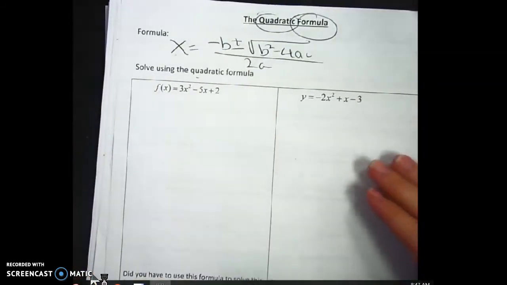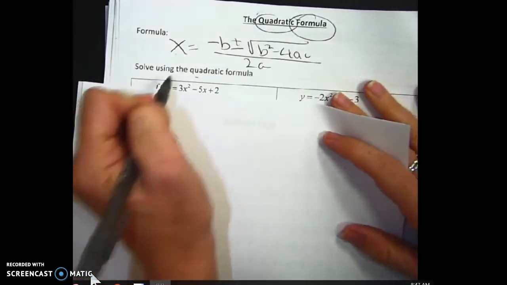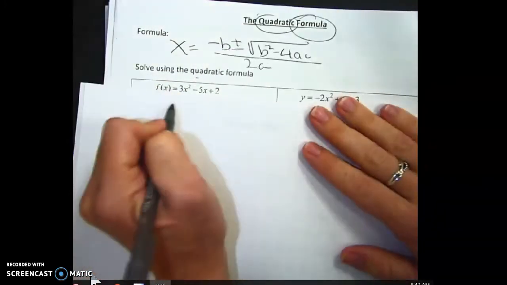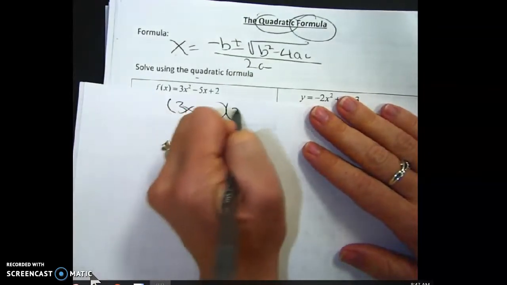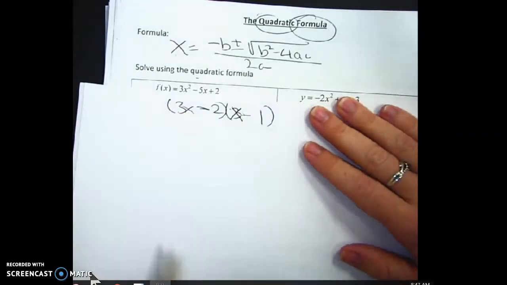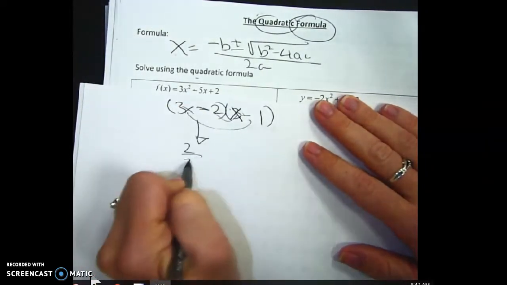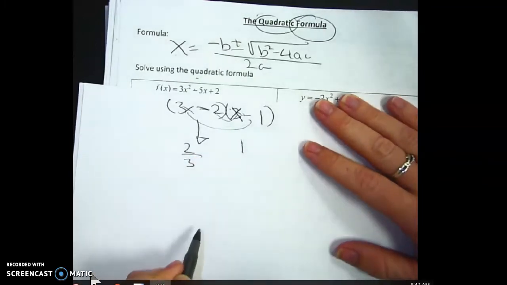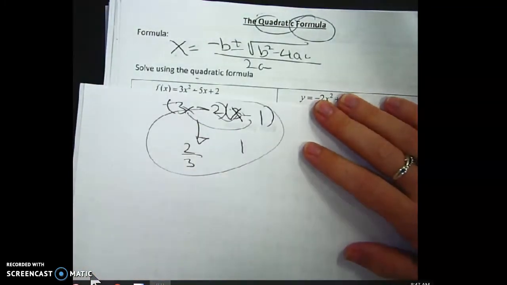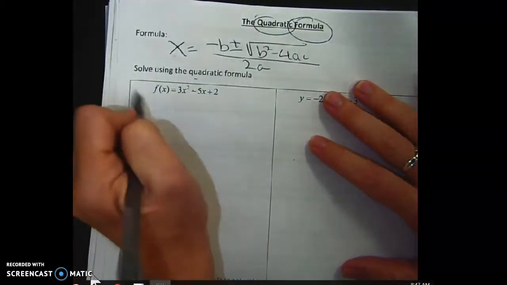Solve using the quadratic formula. If on your test, it's just going to say solve, okay? I could actually factor this. And that's 2x and 3x. That gives me 5x. When I set it equal to 0, I get 2/3 and 1. So if I know how to factor, that problem is easier. But I'm going to show you how I can use the quadratic formula and get the same thing.